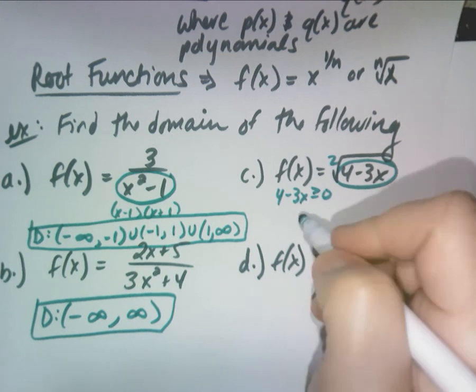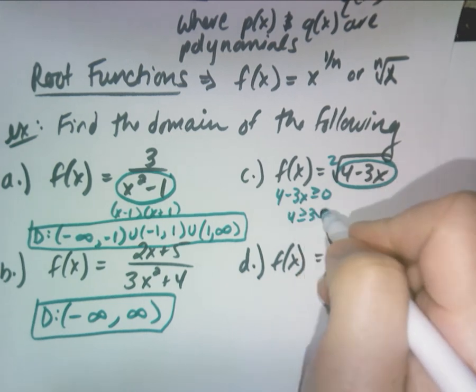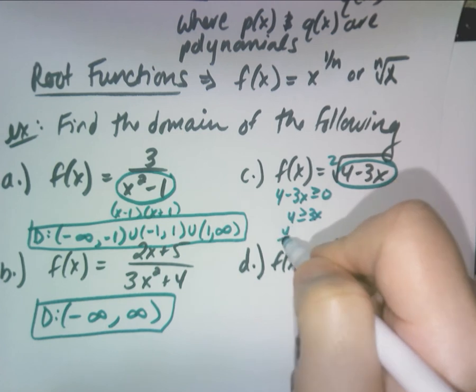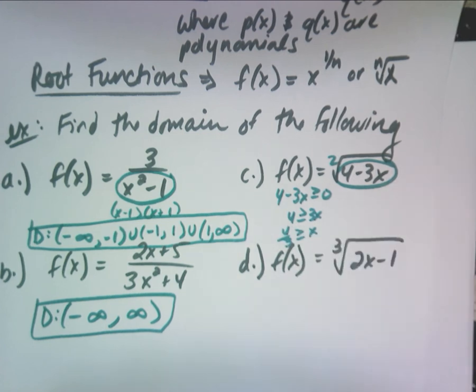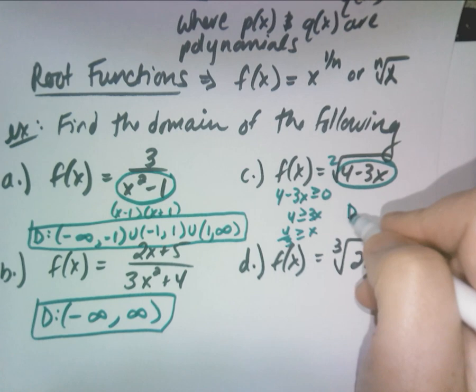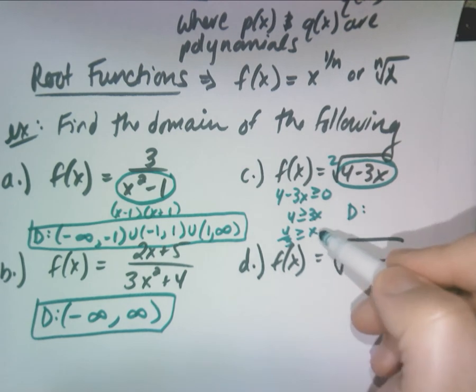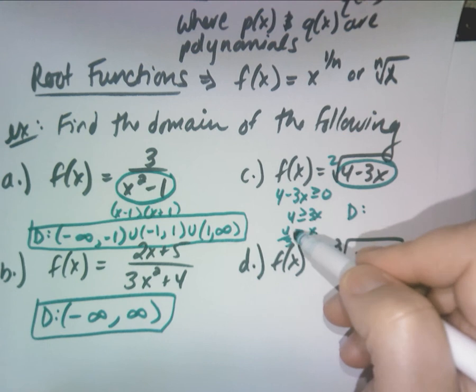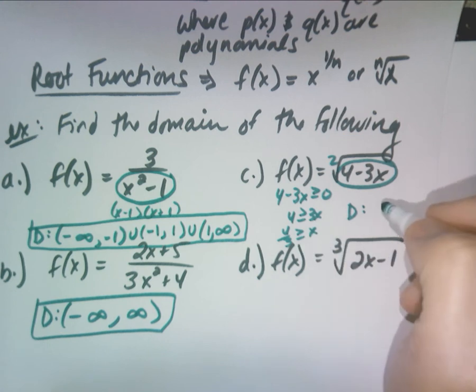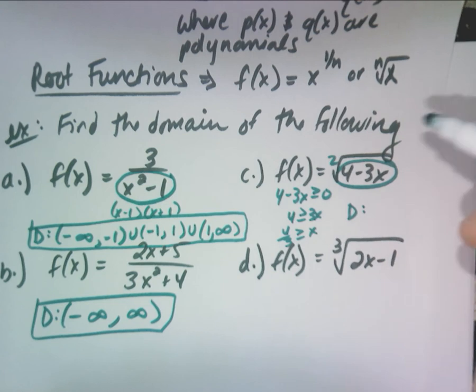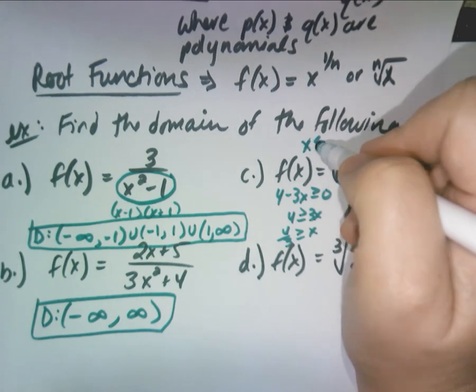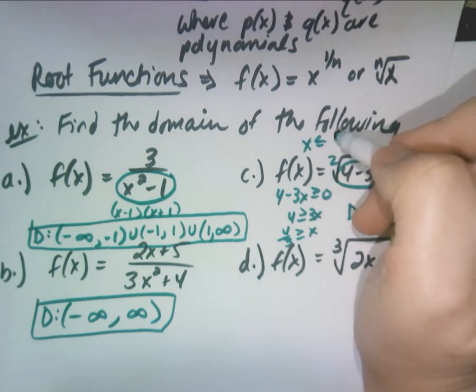So what would this be? This would be 4 is greater than or equal to 3x. Let's see, 4/3 is greater than or equal to x. How do I write that with correct notation? Domain would be, actually, read this backwards. x is less than or equal to. So what would be the biggest number? I need to write this backwards. Less than or equal to 4/3.